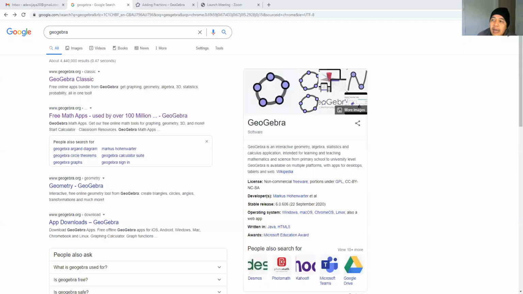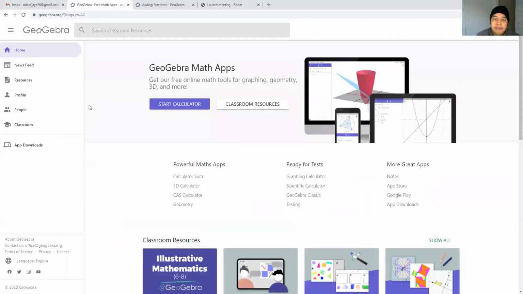The first website that I want to show you is called Geogebra. You can type Geogebra here, and then you can find Geogebra Classic, at www.geogebra.org, free math apps. If you look at this amazing website, it's like the social media of mathematics. So many people contribute to this website. They create many simulations from the elementary level until university.